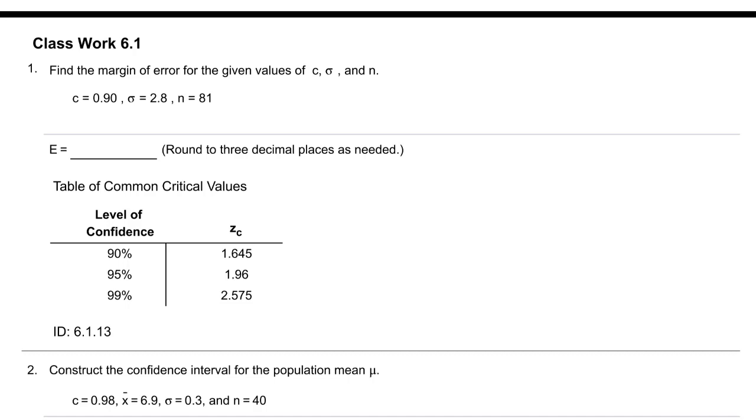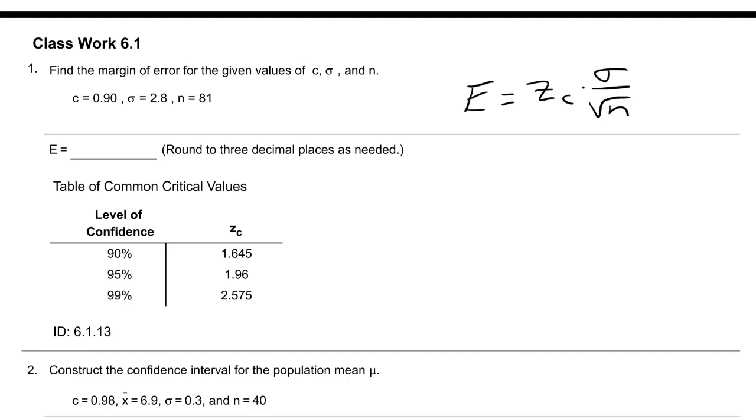So now let's do a few problems from section 6.1. The first one asks us to find the margin of error given the values of C, sigma, and n. All right, this should be pretty straightforward because we know that if you want to find the margin of error, it's just the critical value of z, zc, times sigma over the square root of n.